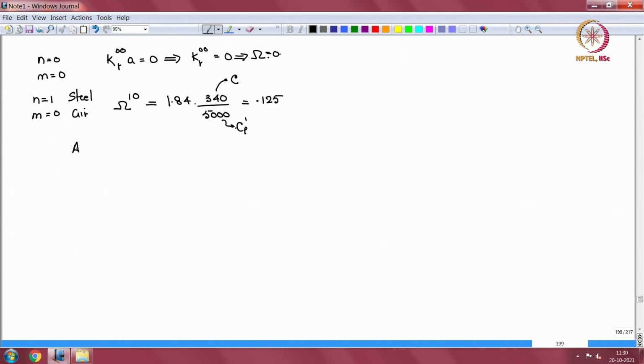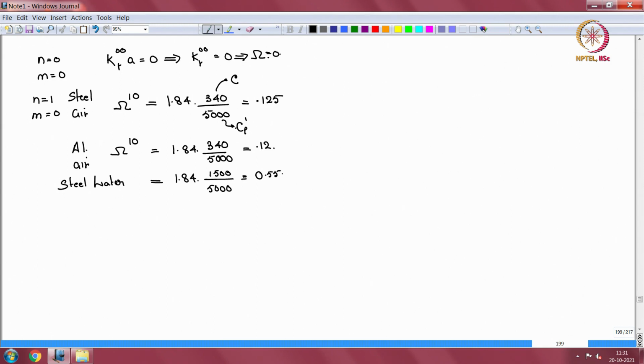Similarly, if we do it for aluminum and air, the omega 10 is equal to 1.84, similar values, 340 by 5000, about 0.12. If we do steel and water, then we have 1.84 into 1500 by 5000, which is 0.55.